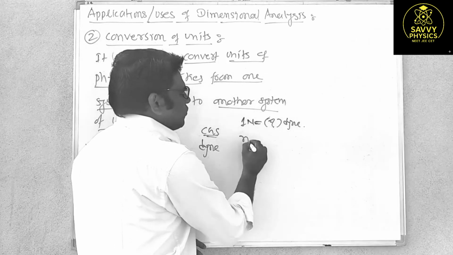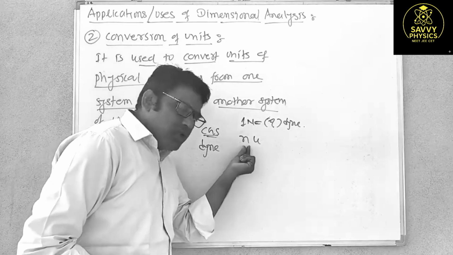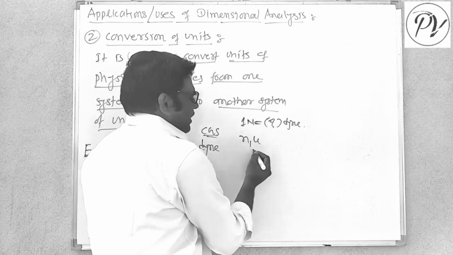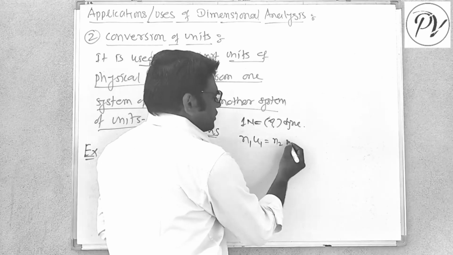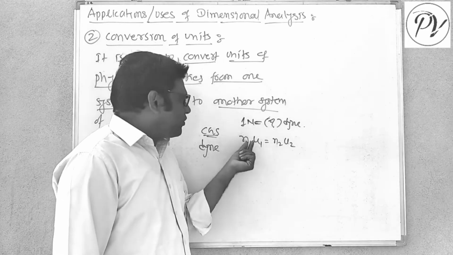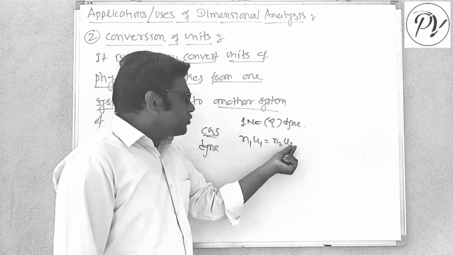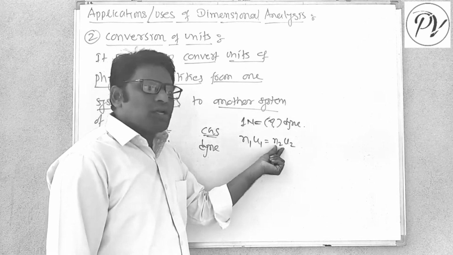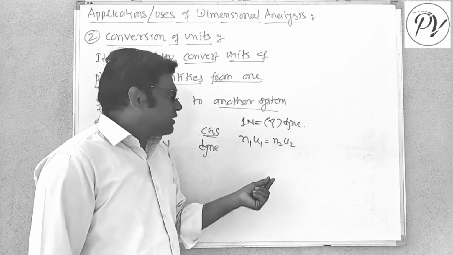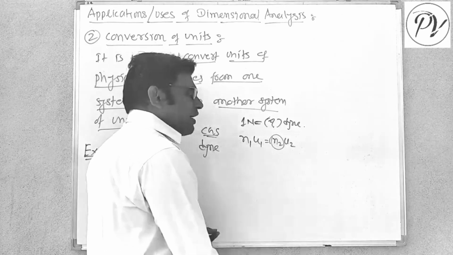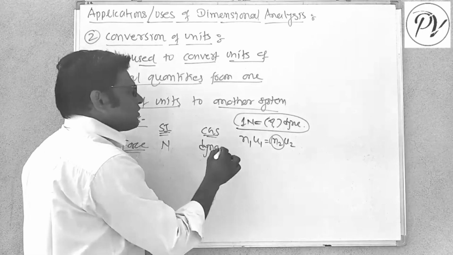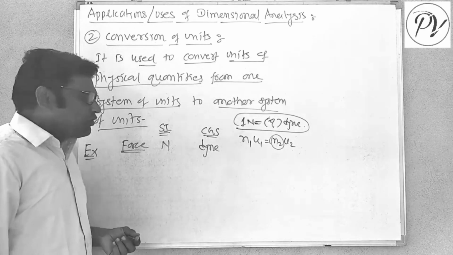Normally we write n u, value and unit. In this also, value and unit. So let us say N1 U1 is equal to N2 U2. Suppose U1 is Newton and U2 is dyne. So we have to find out N2, that is, 1 Newton is equal to how much dyne. We will get the relation for the conversion of Newton into dyne.